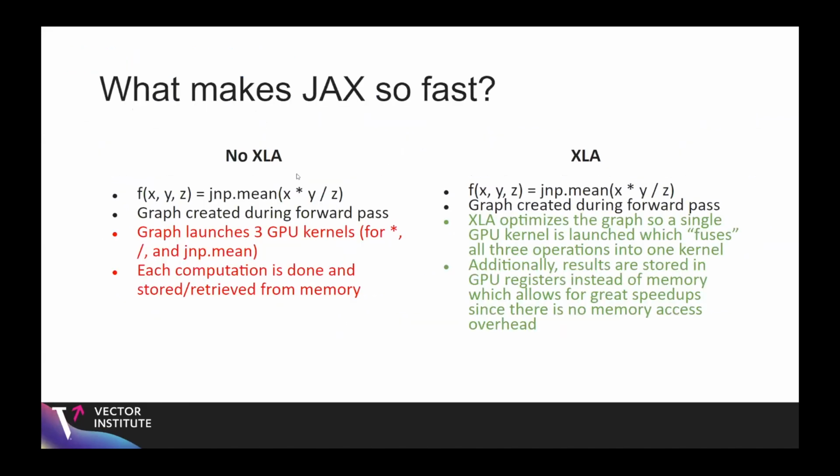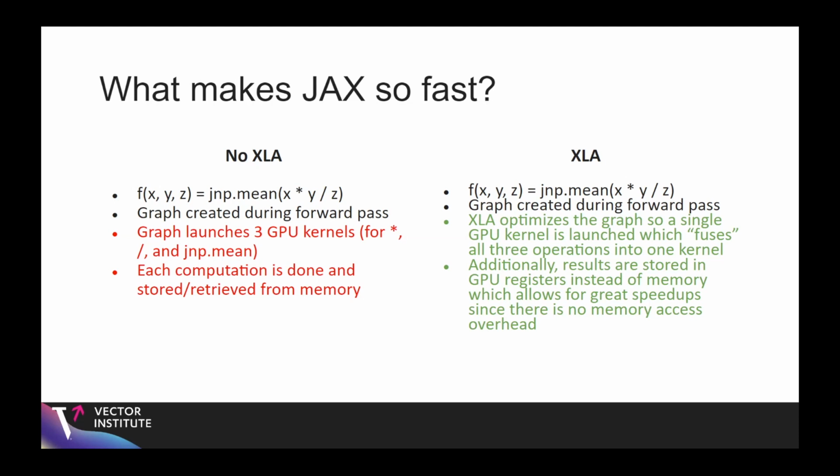So what exactly is it that makes JAX so fast? For a very quick overview of how XLA works, it is helpful to look at what happens during the forward pass of a network when you do not use XLA. So let's say you have a function that computes the mean of x times y divided by z.